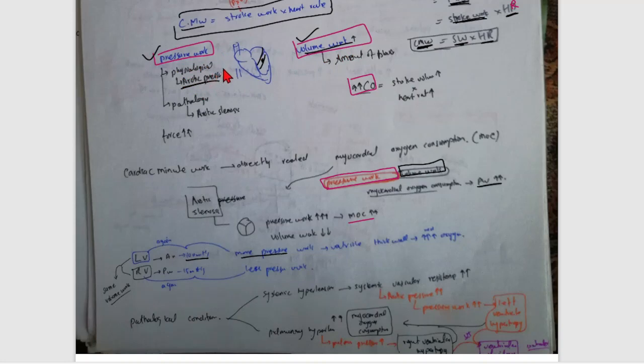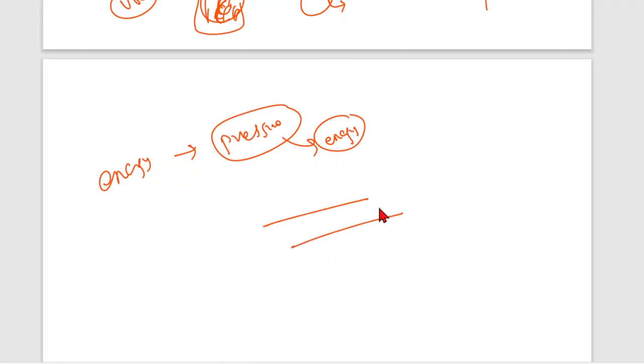Pressure work is physiologically the aortic pressure, and pathologically the pressure increases if there is aortic stenosis. For example, this is the wall, and you want to move the blood against this pressure. If this area becomes narrow, you have to create more and more pressure to move the blood through this area. So this is pathological if aortic stenosis is present.